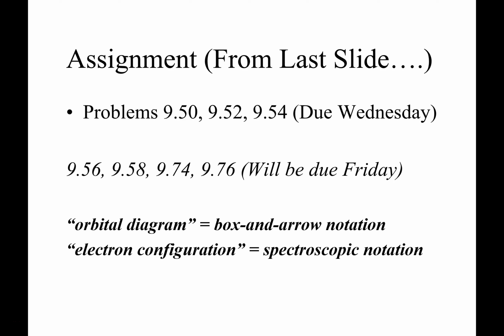Just to remind you though, the box and arrow notation I've been talking about, your author calls orbital diagrams, and the spectroscopic notation I've been talking about, your author calls electron configuration.